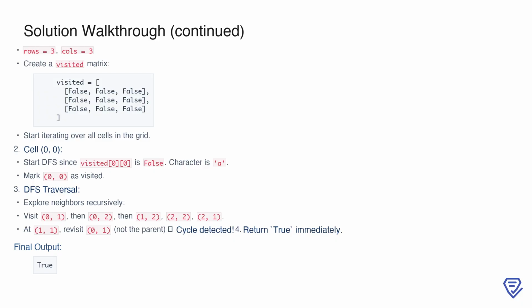At cell 1, 1, we revisit cell 0, 1, which has already been visited and is not the parent of the current cell. This indicates that a cycle has been detected. As soon as we detect the cycle, the algorithm terminates and returns true.